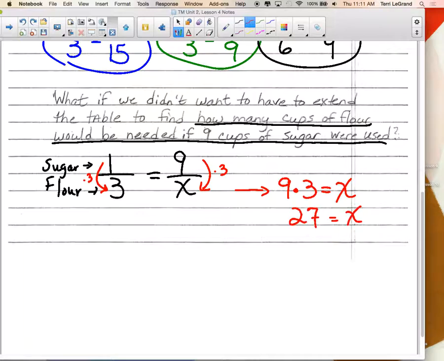So what did we just find? 27 what? It said how many cups of flour? Cups of flour. We just found it without extending our table. We could have extended our table, going 6, 7, 8, 9, and kept going up by 3 in the bottom row, but we didn't have to. We used the proportion model to help us get it. Okay, questions?